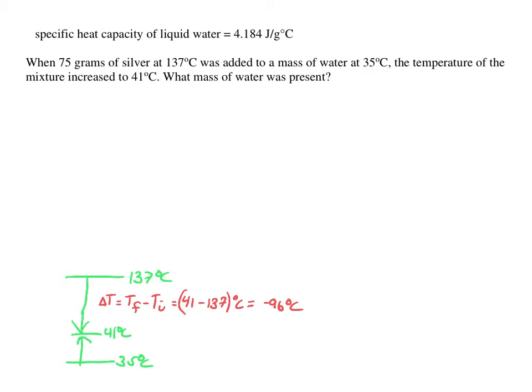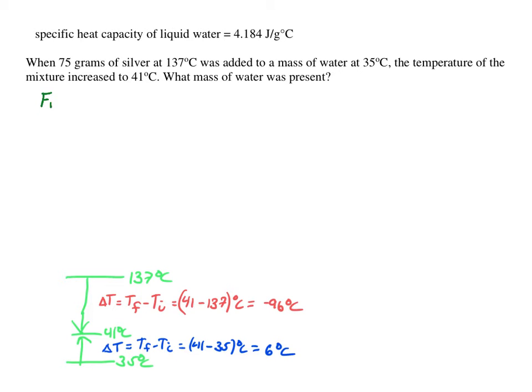For the water bath, we have a different starting temperature. So delta T is going to be the final temperature minus the initial, as always. The final temperature is 41 degrees C. However, the initial temperature is 35. So we have a delta T for the cold water equal to 6 degrees C.